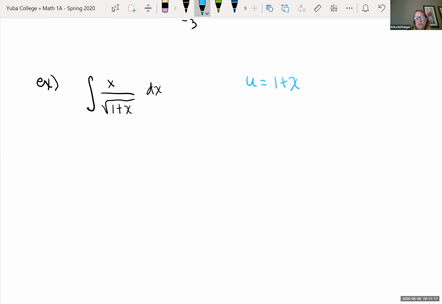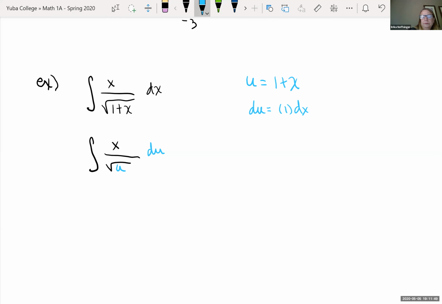So we have u, take the derivative of u, that's 1 du, is equal to the derivative of 1 plus x. Derivative of 1 is 0, derivative of x is 1 dx. Okay, so dx is the same thing as du. So let's go back and substitute. We have x here, all over the square root, well, u was 1 plus x, and dx is du.